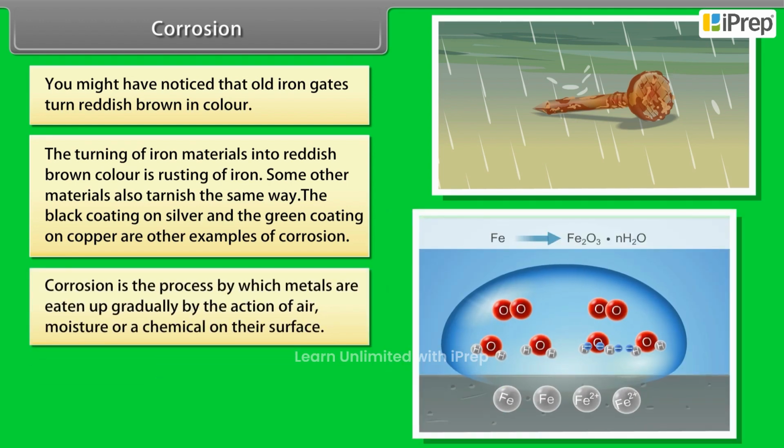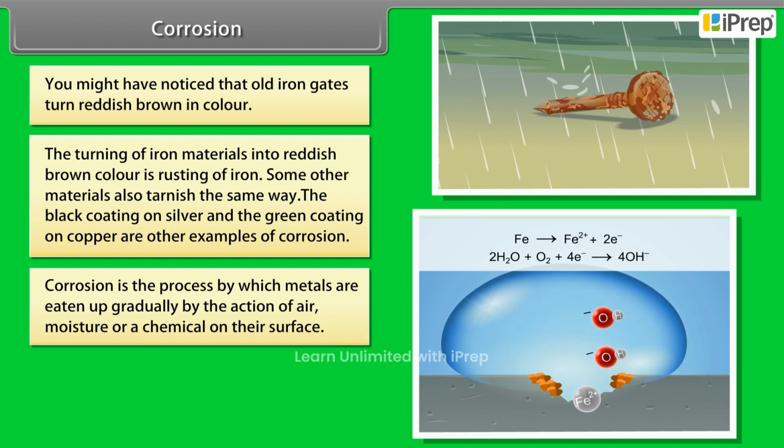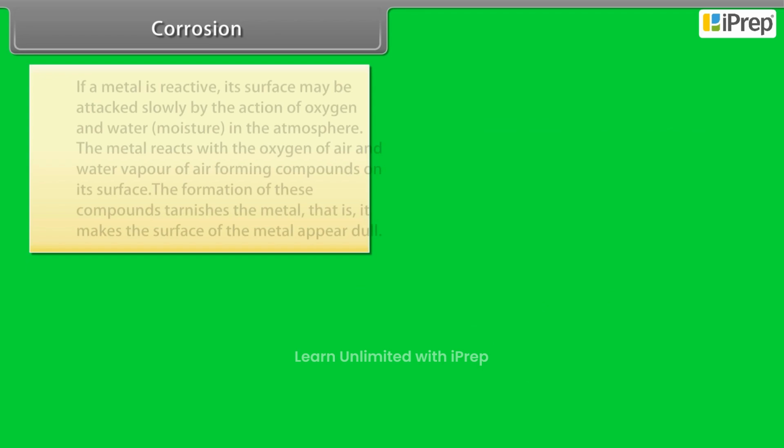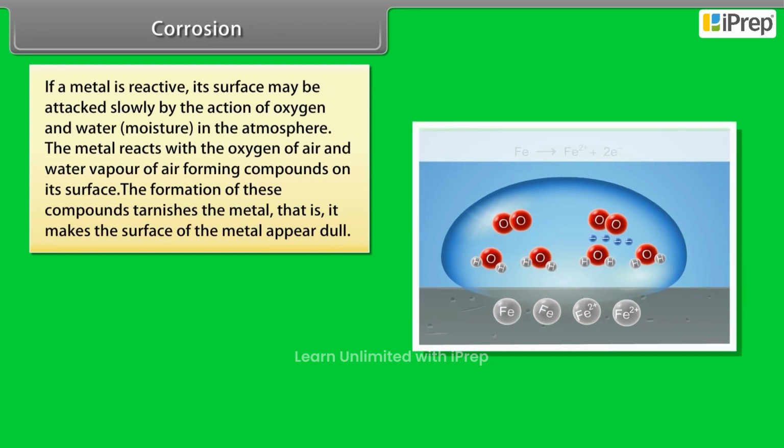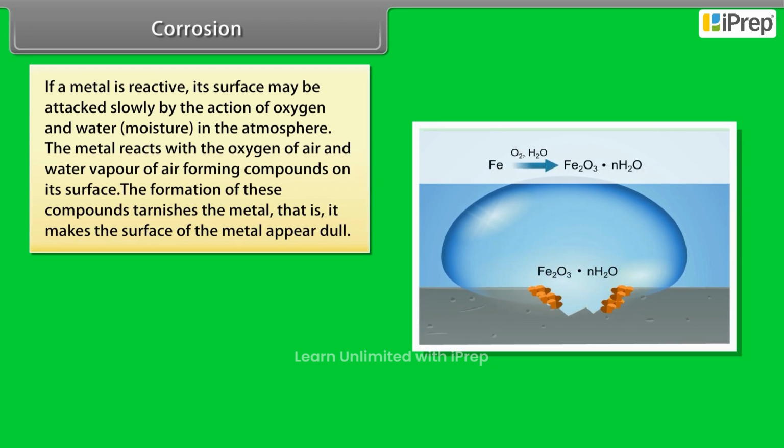Corrosion is the process by which metals are eaten up gradually by the action of air, moisture, or a chemical on their surface. If a metal is reactive, its surface may be attacked slowly by the action of oxygen and water in the atmosphere. The metal reacts with the oxygen of air and water vapor of air, forming compounds on its surface. The formation of these compounds tarnishes the metal, that is, it makes the surface of the metal appear dull.